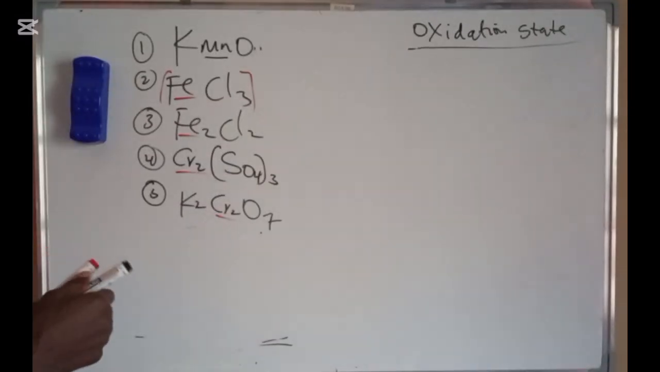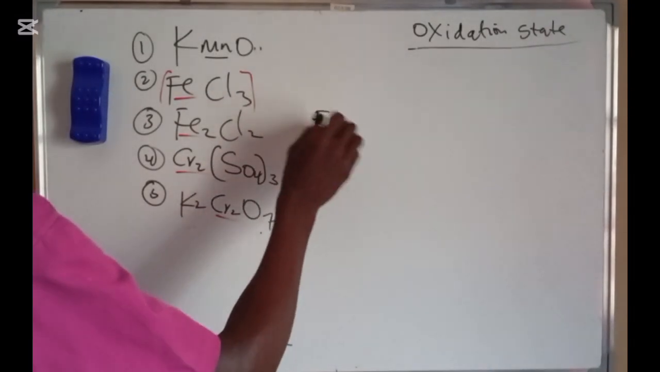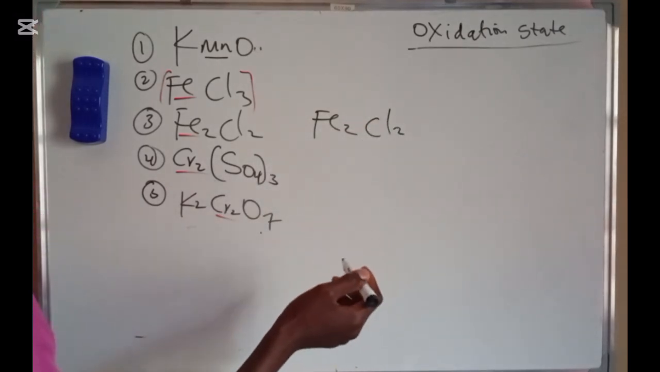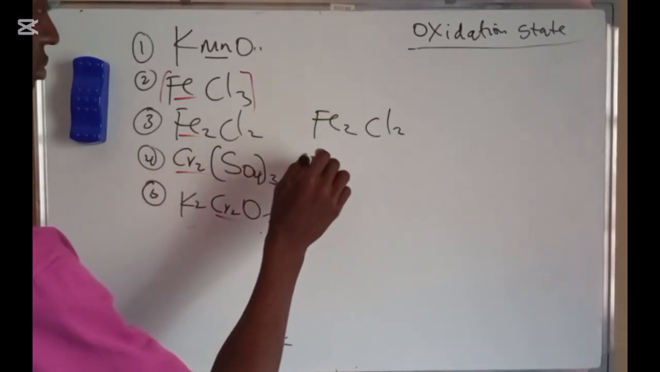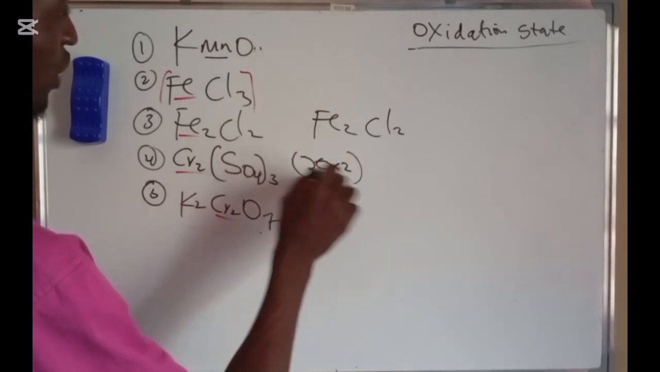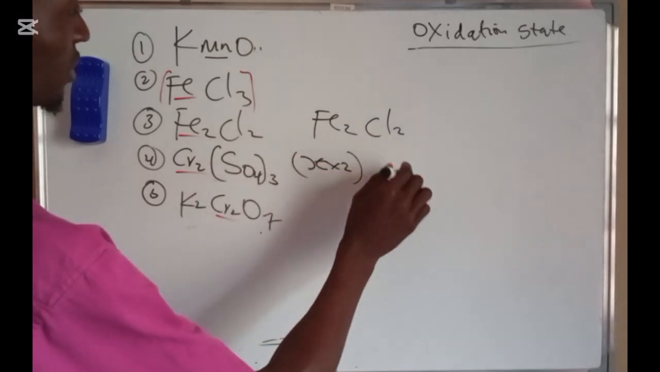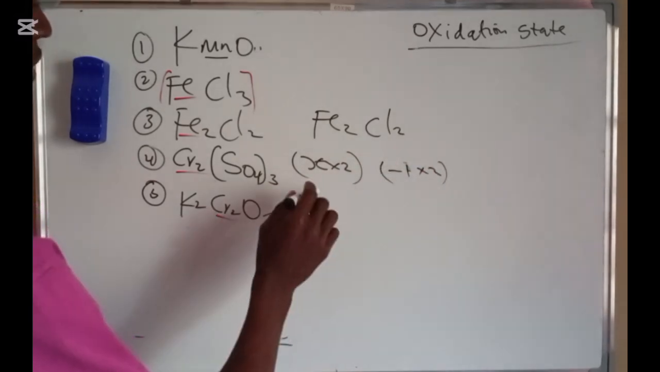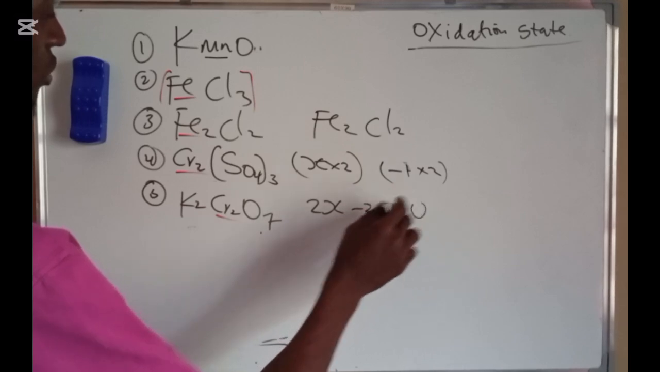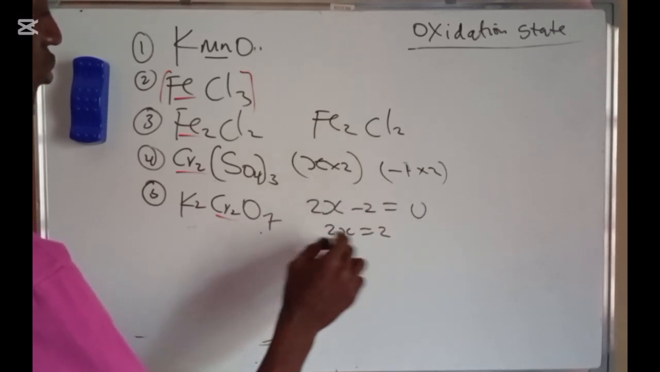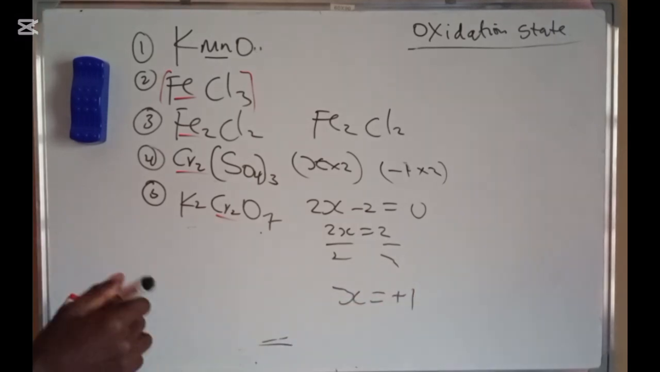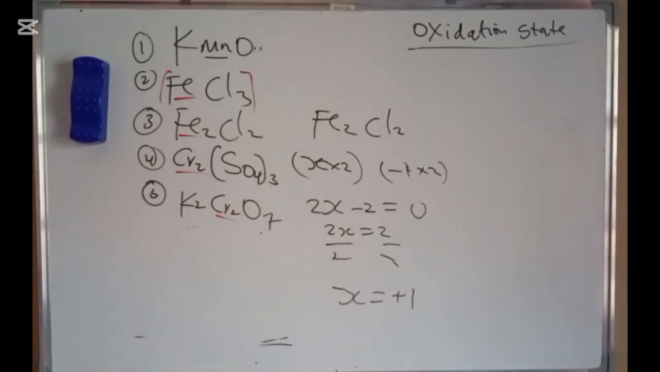Looking at the third example we have here, for iron it is Fe2 chloride. That's ferrous chloride. Then we have X multiplied by 2, and then minus 1 times 2, that is 2x minus 2 equals 0, or 2x equals 2, divided by 2, then x must be +1. That's the oxidation state in this case.